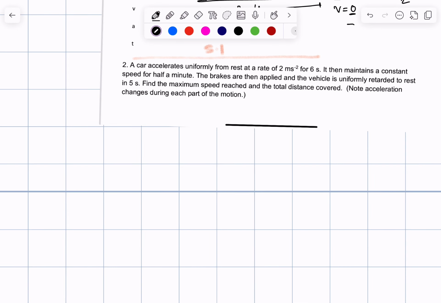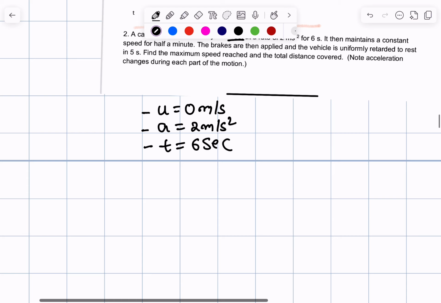So a car accelerates uniformly from rest. So rest is given, means u is 0. And acceleration is given, that is 2 meter per second. And the time is given, 6 seconds. So for the first condition, we know that u is given, a is given, and t is given, and we need to find the velocity.